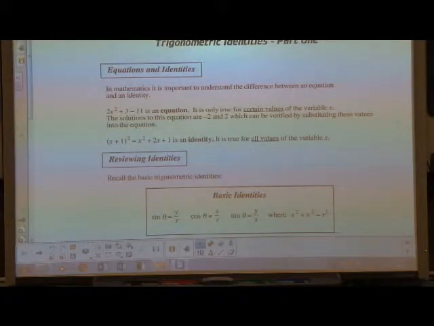But they are interesting because a proof establishes a pattern that can be used no matter what the numbers are, no matter what the circumstances are.